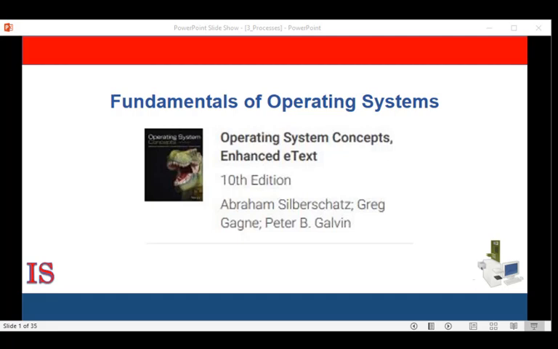Welcome back to our study of the fundamentals of operating systems based on the textbook Operating System Concepts, 10th edition by Abraham Silberschatz, Greg Gagne, and Peter Galvin. We're beginning lesson 2 in our study of the process management system of the operating system. So let's pick up where we left off.